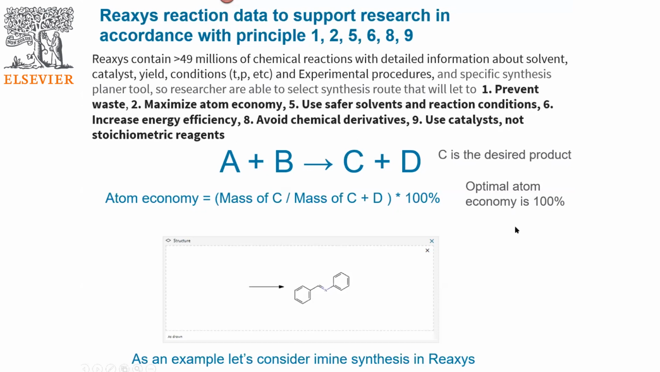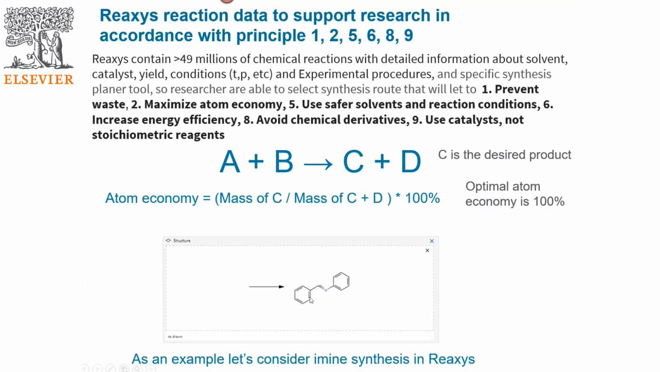This slide also gives us some insights about atom economy. What is atom economy? For the reaction A plus B gives C plus D, atom economy is the mass of the product C, because we believe that C is the desired product, divided by the mass of C plus the mass of D, multiplied by 100%. So it's clear that the best atom economy would happen if there were no byproduct, and in this case the atom economy would be 100%.